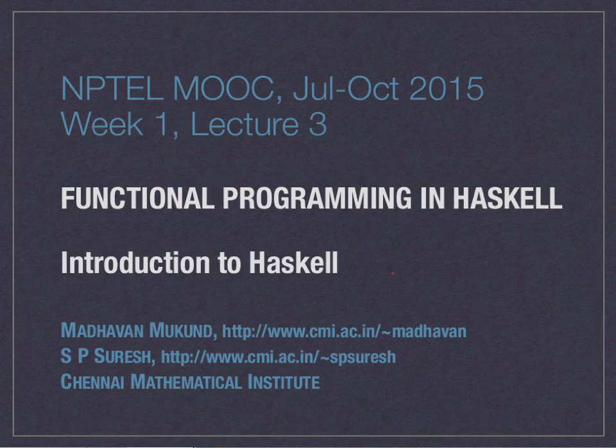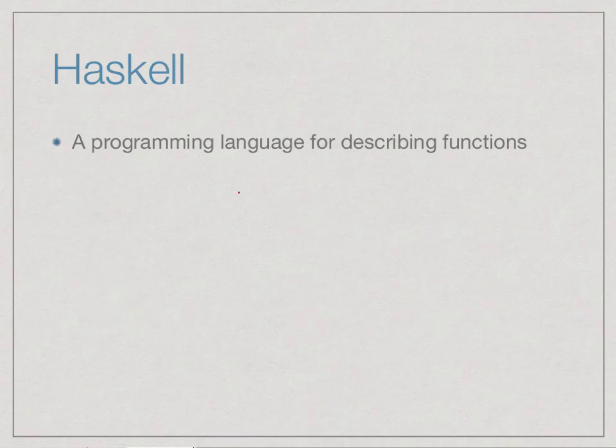So we have looked at programs as functions, and we have looked at data types or types describing the values that a function can take as input and produce as output. So with this abstract background, let us concretely look at the language Haskell, which we are going to use in this course. So Haskell is basically a programming language for describing functions.